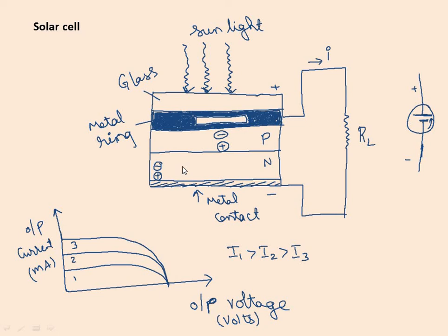The collection of these charge carriers makes the p side a positive electrode and the n side a negative electrode, and thus a photovoltage will be set up across this junction. When a load resistance is connected across in the external circuit, photocurrent will flow. And remember, this photocurrent is proportional to the intensity of illumination. The more the light, the more it will be.